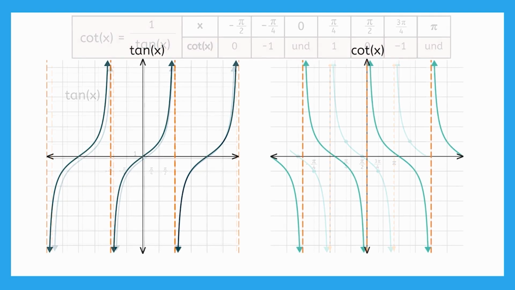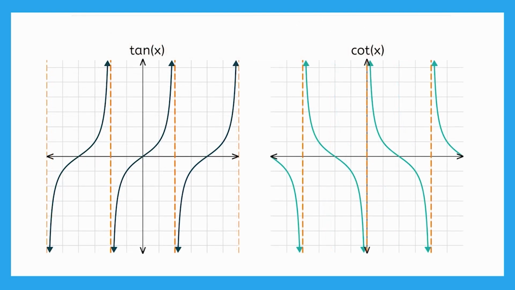Compare the graphs of tangent and cotangent. What do you notice? The cotangent graph is the same shape as the tangent graph, but it has been reflected over the x-axis and horizontally shifted.